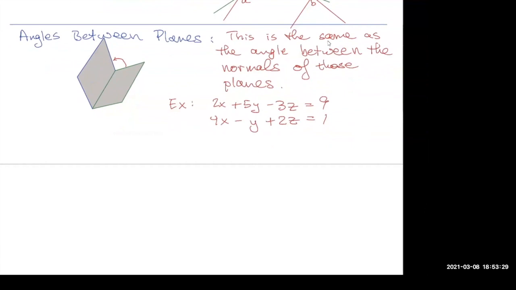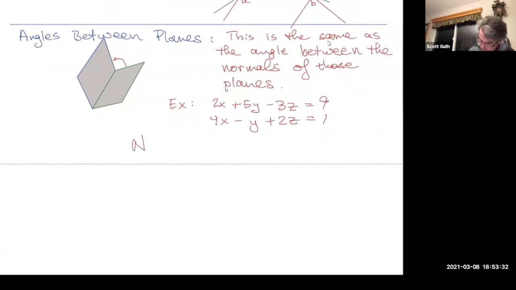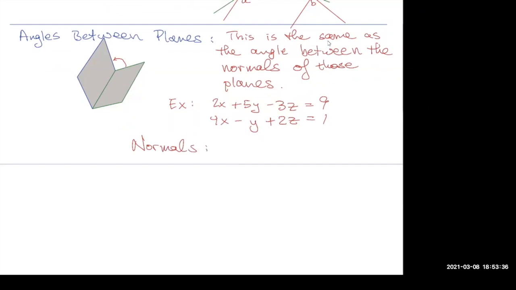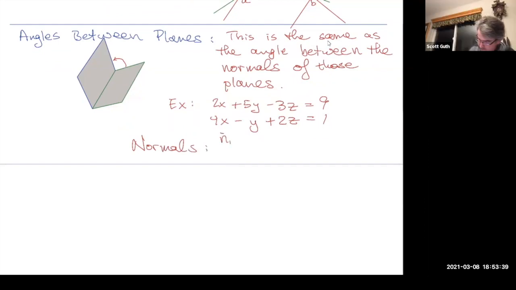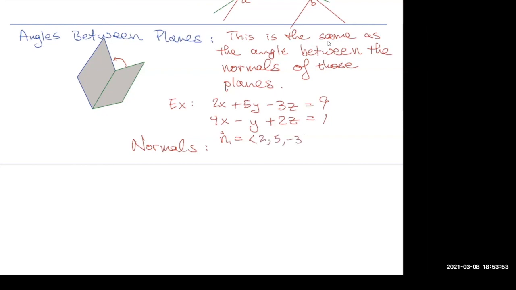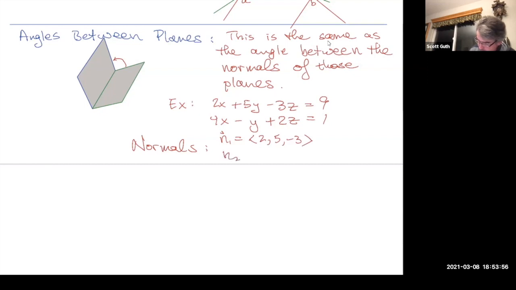Okay. So the normals are, you could have an N1 for the first normal, and it would be 2, 5, negative 3. Remember, the variables have to be on one side to do this, and you just give the coefficients in the proper order, 2, 5, negative 3. And then the other normal is N2, which is 4, negative 1, and 2, okay?